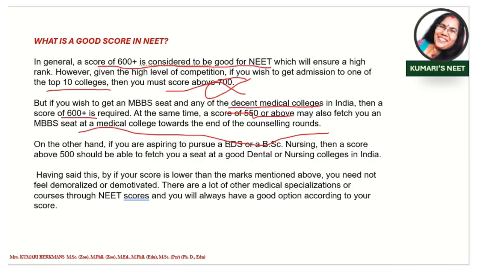On the other hand, for those aspiring to BDS as well as BSc nursing, the score is 500 and above. If you get that, you can enter into BDS as well as BSc nursing.